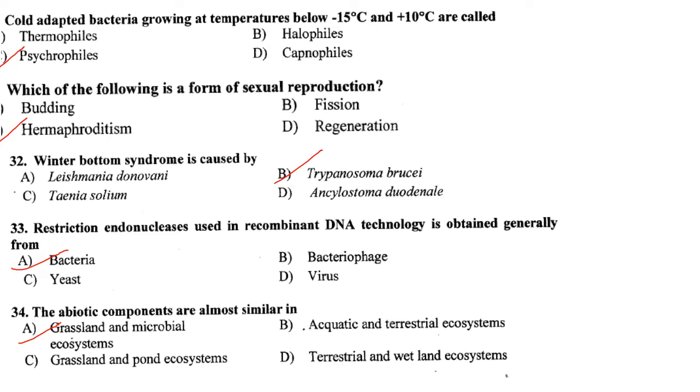Restriction endonucleases used in recombinant DNA technology are obtained generally from bacteria. Answer is option B. The abiotic components are almost similar in... grass ecosystem is a terrestrial ecosystem and pond ecosystem is an aquatic ecosystem. Hence both biotic and abiotic components will be different. So grassland and microbial ecosystem will be the correct answer. Answer is option A.